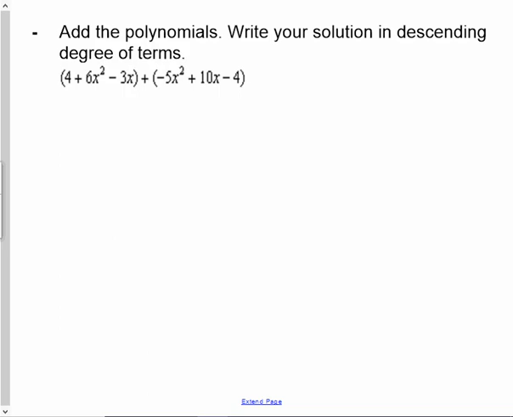The rest of the questions I don't have numbered, but you can just follow along. Just add the polynomials, write your solution in descending degree of terms. So here I already have addition. I don't have to change anything.